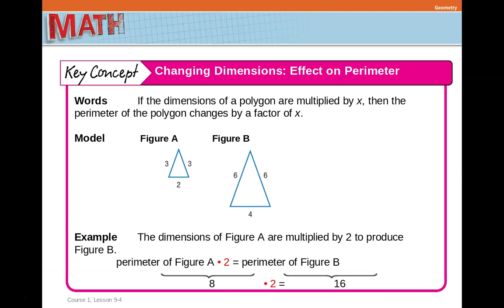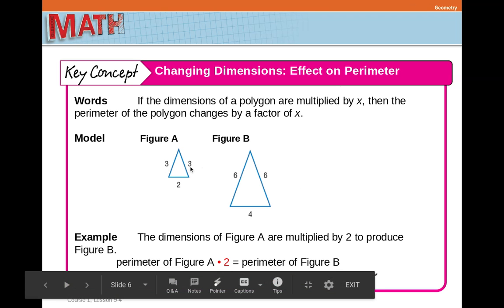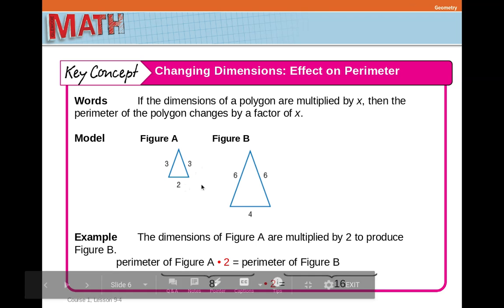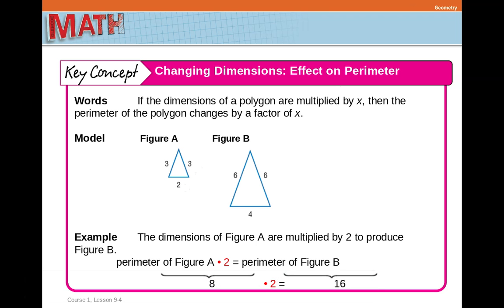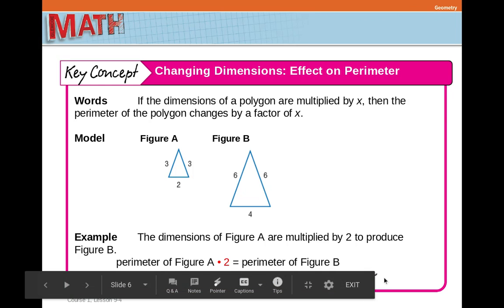Sorry. So they want you then to find the perimeter of figure A, which would be multiplied by 2. So perimeter is the outer part. So 3 plus 3 is 6. 6 plus 2 is 8. So that's the perimeter of figure A. But if I just do 8 times 2, I can easily get the perimeter of figure B, which would be 16.